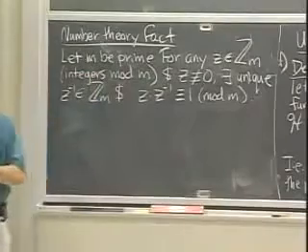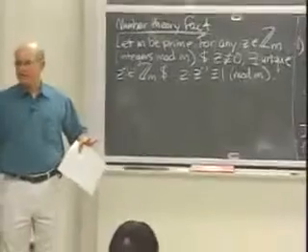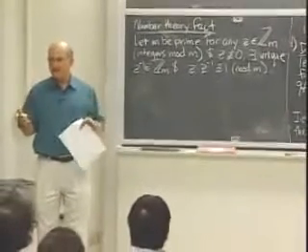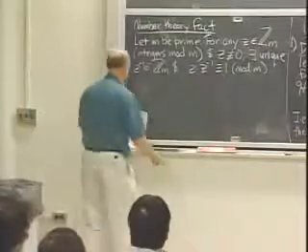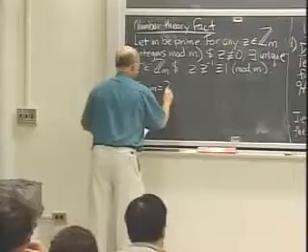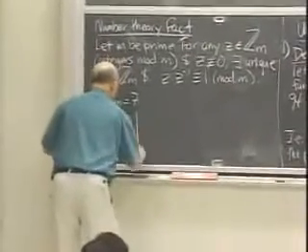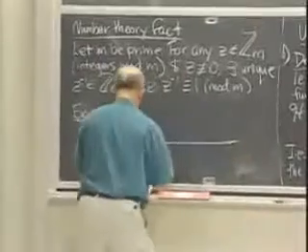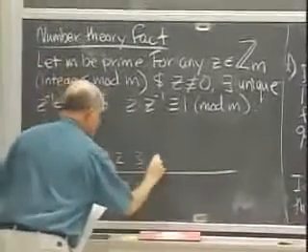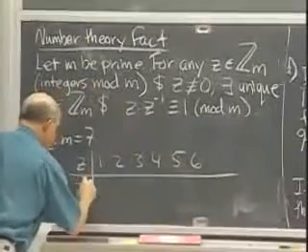Okay, so for any number, it says, I can find another number that when multiplied by it gives me 1. So let's just do an example for m equals 7. Here we'll make a little table. So z is not equal to 0, so I just write down the other numbers. And let's figure out what z inverse is.